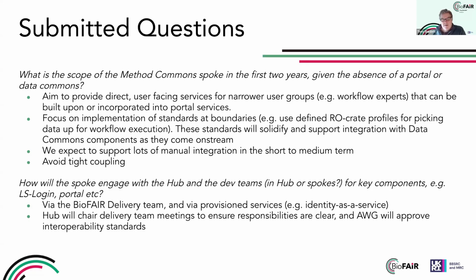One of the things that the delivery team will look at quite early is what the KPIs are for the respective services, and we'll take an approach of looking at sensible error budgets and defining SLOs with respect to those. The hub chairs those delivery meetings, so we'll try to make sure that everyone's responsibilities are clear. The architecture working group will approve the interoperability standards, and the delivery team's the decision making group for making sure that the key components are represented appropriately.